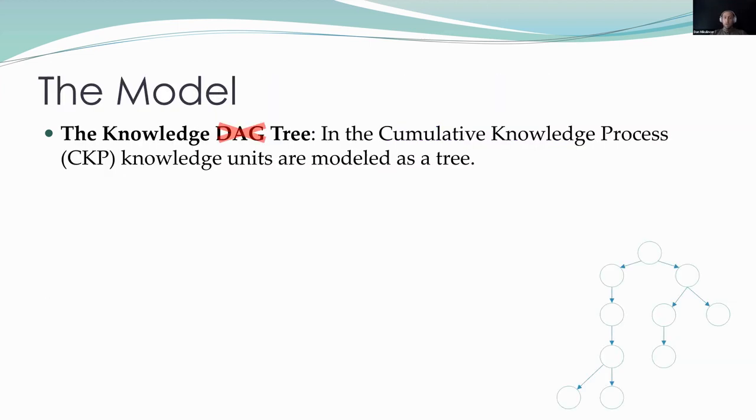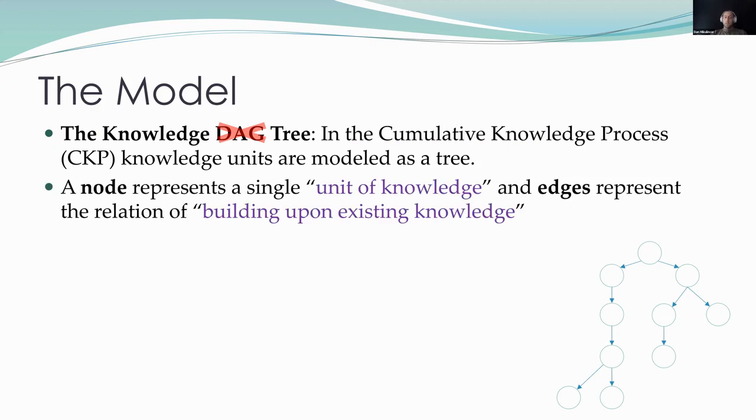So, okay, in our process, knowledge is represented as a tree. We call it the knowledge tree. A node represents a single unit of knowledge, and edges represent the relation of building upon existing knowledge. Now, every node has two types of labels.